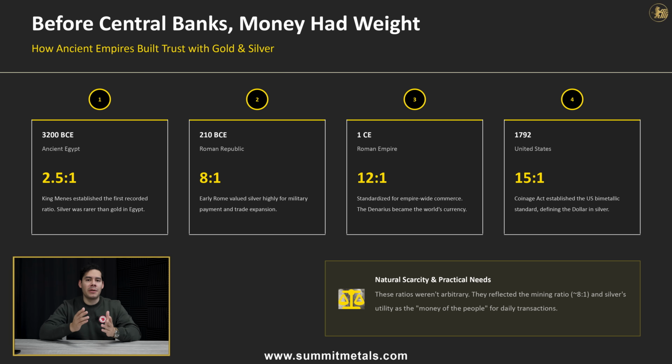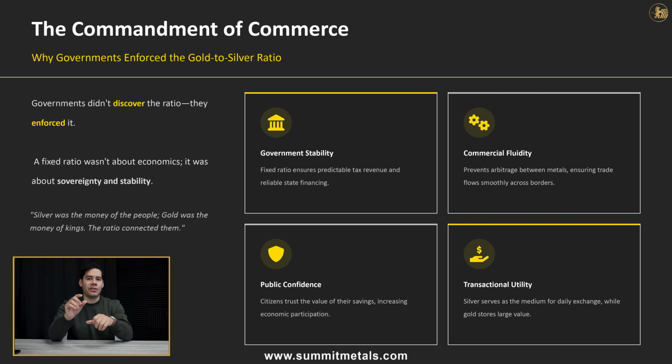But why did governments feel the need to fix this ratio? The governments didn't just observe the gold to silver ratio, they enforced it. This was the commandment of commerce at the time, a deliberate policy choice to create a stable, predictable monetary system. A fixed ratio was essential for 4 key reasons.